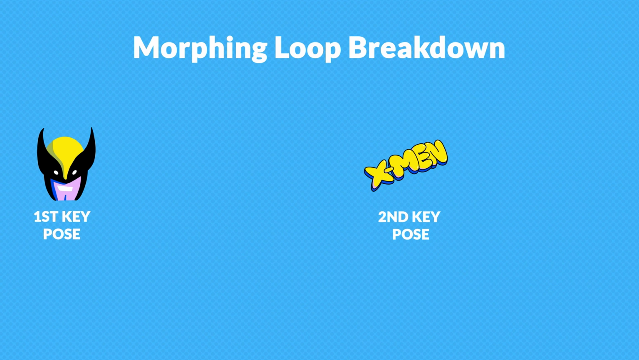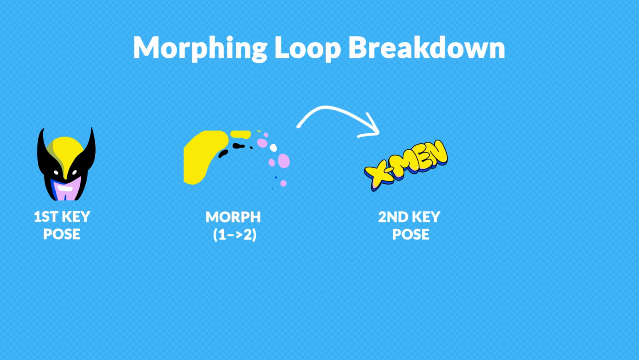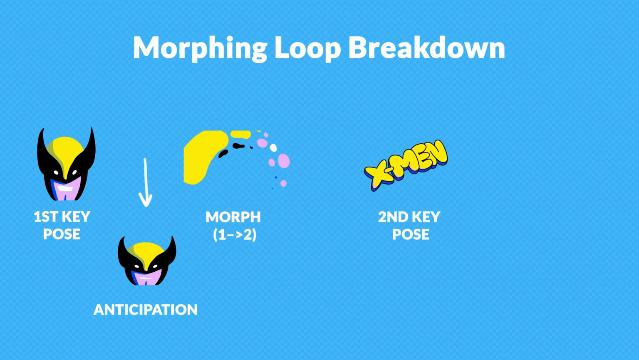This animation is made up of two key poses. The first key pose is the Wolverine illustration, which will then morph into the X-Men text. To make the animation more realistic, I will be adding some anticipation. So in this case, I will have the Wolverine head squashed down before leaping up into an arc motion as it morphs into the second key pose.